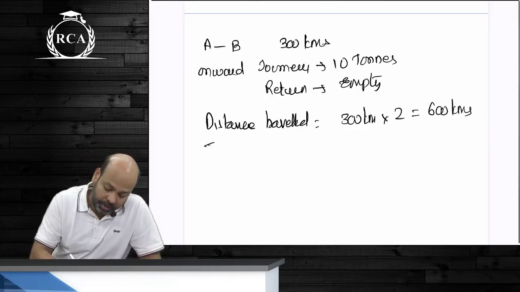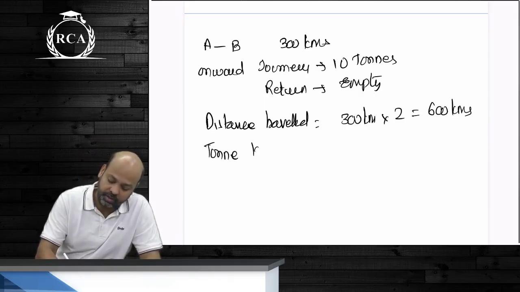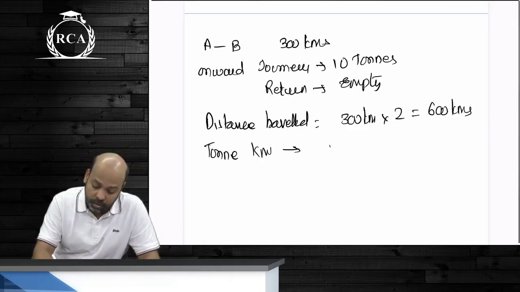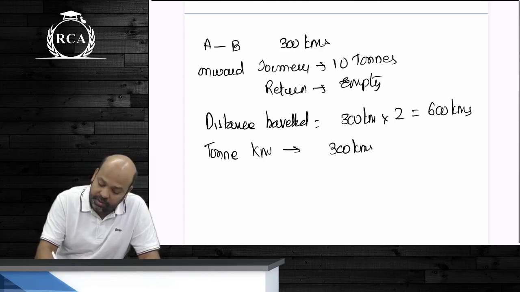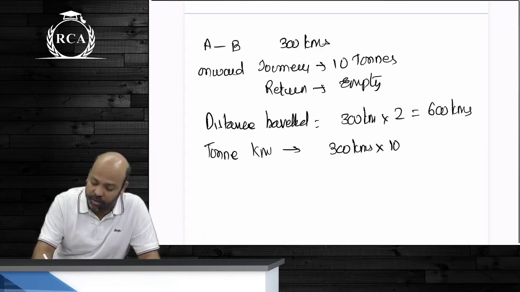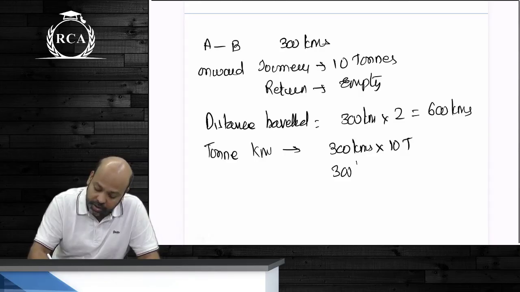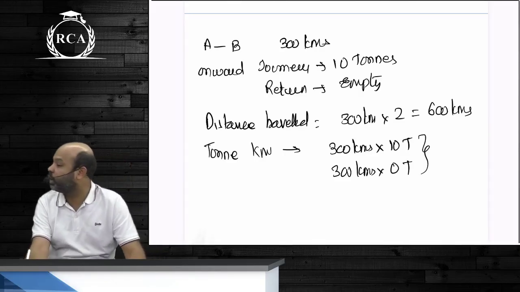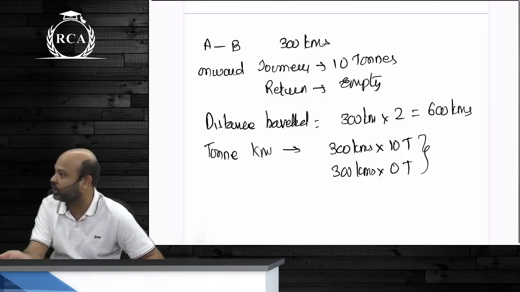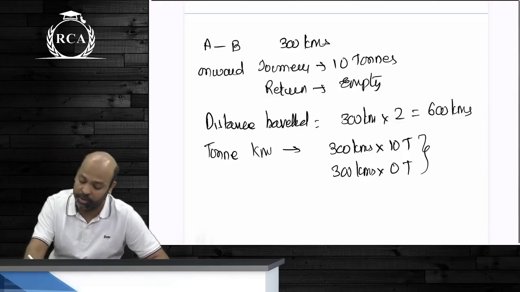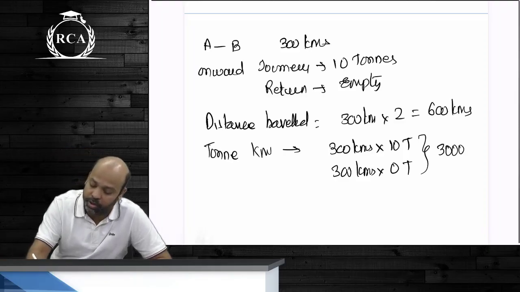But when I talk about total number of ton kilometers guys, so for the onward journey guys, it is 300 kilometers beta into 10 tons. For the return journey, it is 300 kilometers into 0 tons. It is not that you're not considering it, guys, but on your return journey, the tonnage is 0. That is why you'll have to end up multiplying by 0. So my total number of ton kilometers will become 3000 ton kilometers.